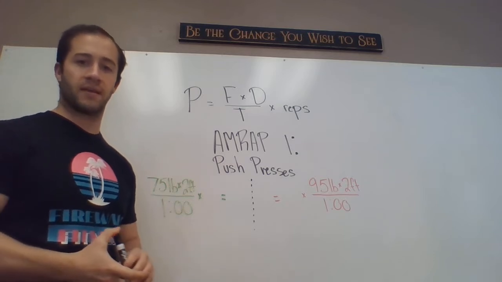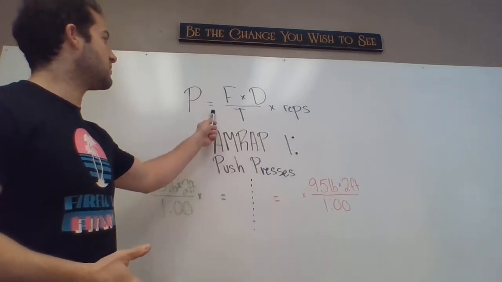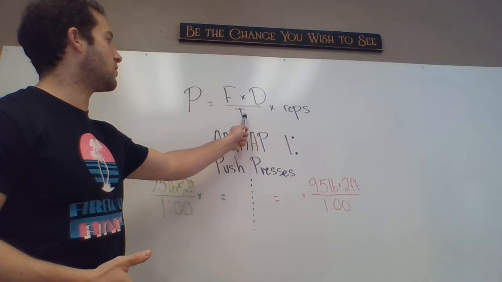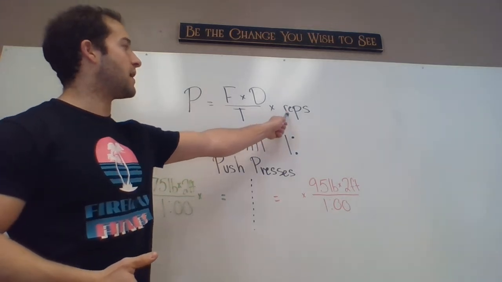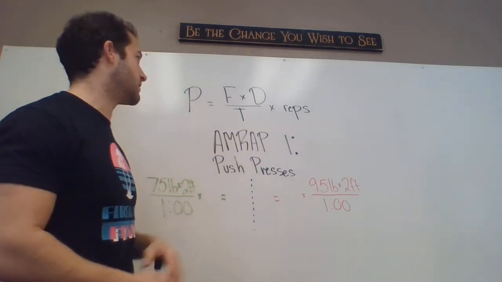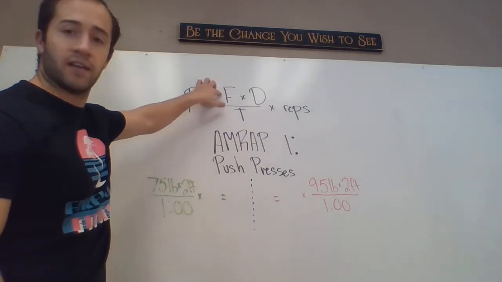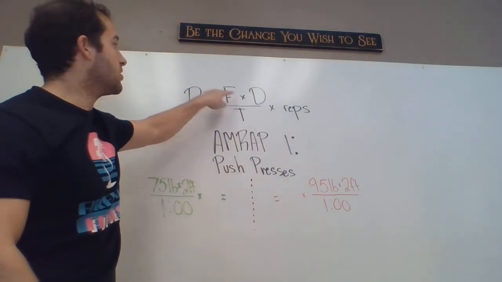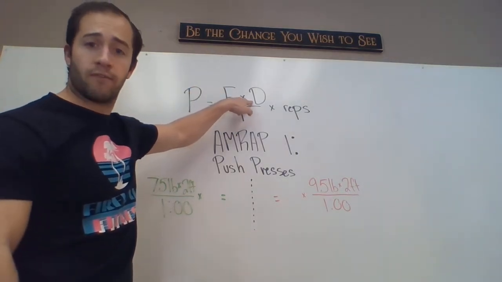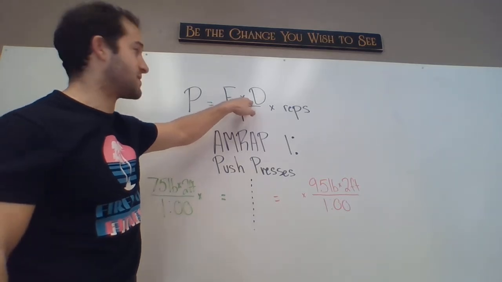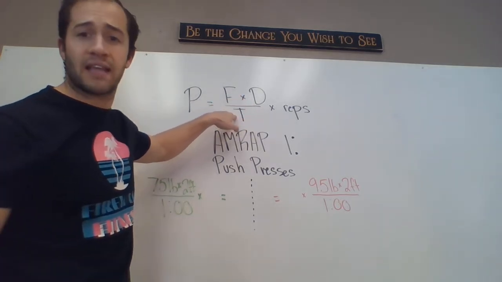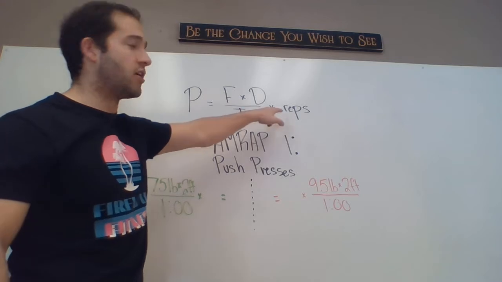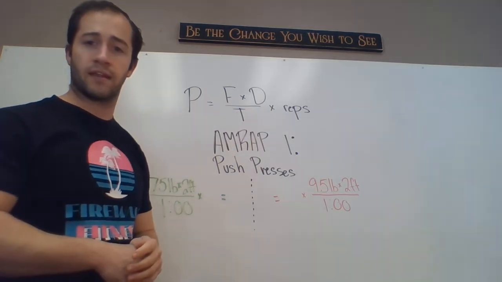So let's start with the basics. Power equals force times distance over time, multiplied by the amount of reps that are completed. So your force is whatever load you're lifting. Your distance is the range of motion of the movement. We're going to be using a push press in a second. And then the time is how long it takes you to complete it. And then obviously reps are how many reps you complete in the given time frame.